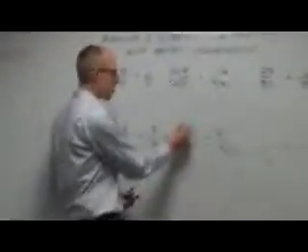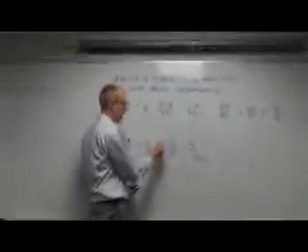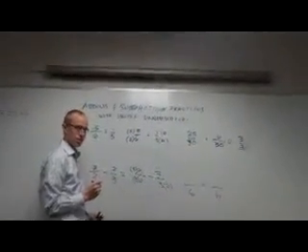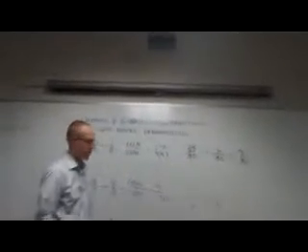And we have a minus sign there. Now, since I multiplied the bottom by 3, I have to multiply the top by 3. And 3 times 3 is 9.